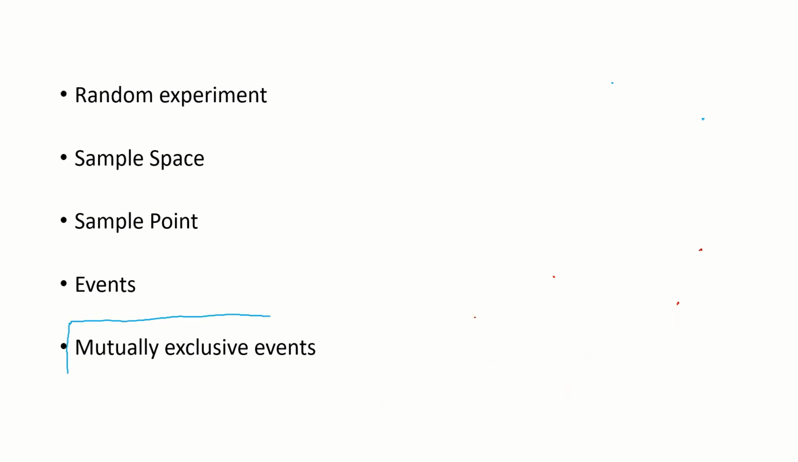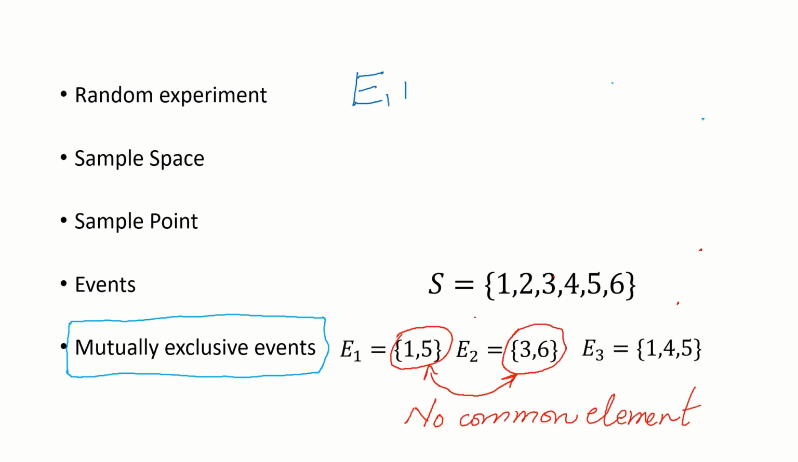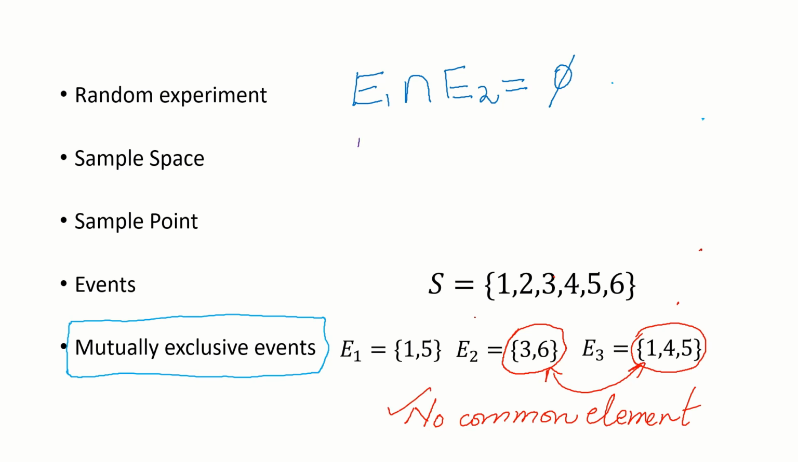Let's talk about mutually exclusive events. Two events are called mutually exclusive if their intersection is an empty set. We have the sample space of throwing a six-sided dice. E1, E2 and E3 are three different events. The events E1 and E2 have no common element, so their intersection is an empty set. The events E2 and E3 also don't have any common element. Their intersection is also an empty set.